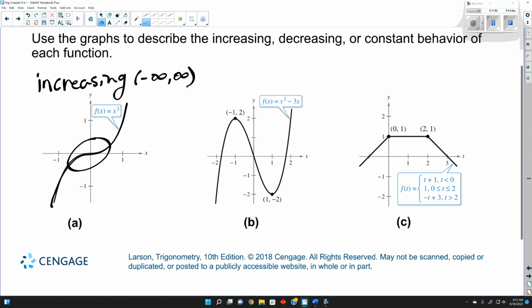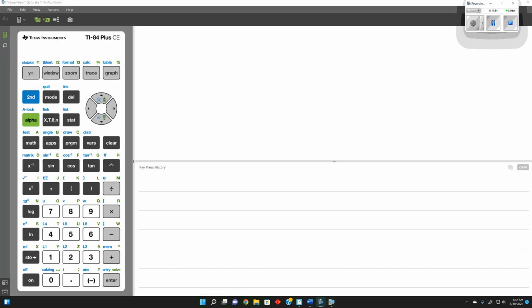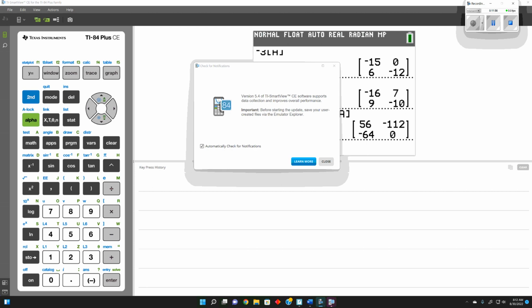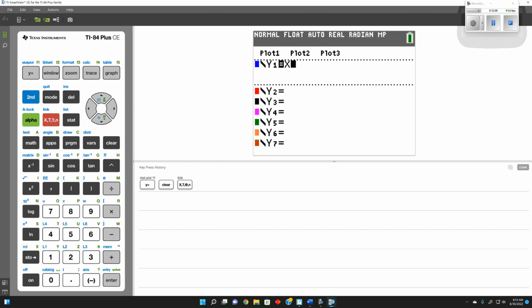Now, I'm going to pull up the graphing calculator so that we can not so much graph this function, but look at the table of values so that we can see this here. Y equals x to the third.